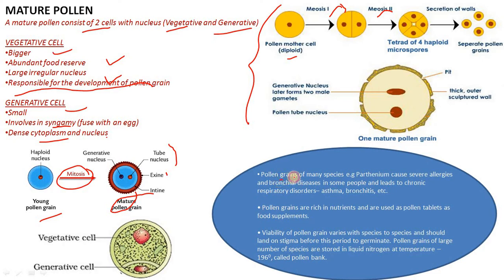So, pollen grains are of many species. For example, Parthenium causes severe allergies and bronchial diseases in some people and leads to chronic respiratory disorders, asthma and bronchitis, etc. The pollen grains are rich in nutrients and are used as pollen tablets as food supplements. The viability of pollen grains varies from species to species and they should land on the stigma within this period to germinate. Pollen grains of a large number of species are stored in liquid nitrogen at a temperature of minus 196 degrees Celsius, called the pollen bank.